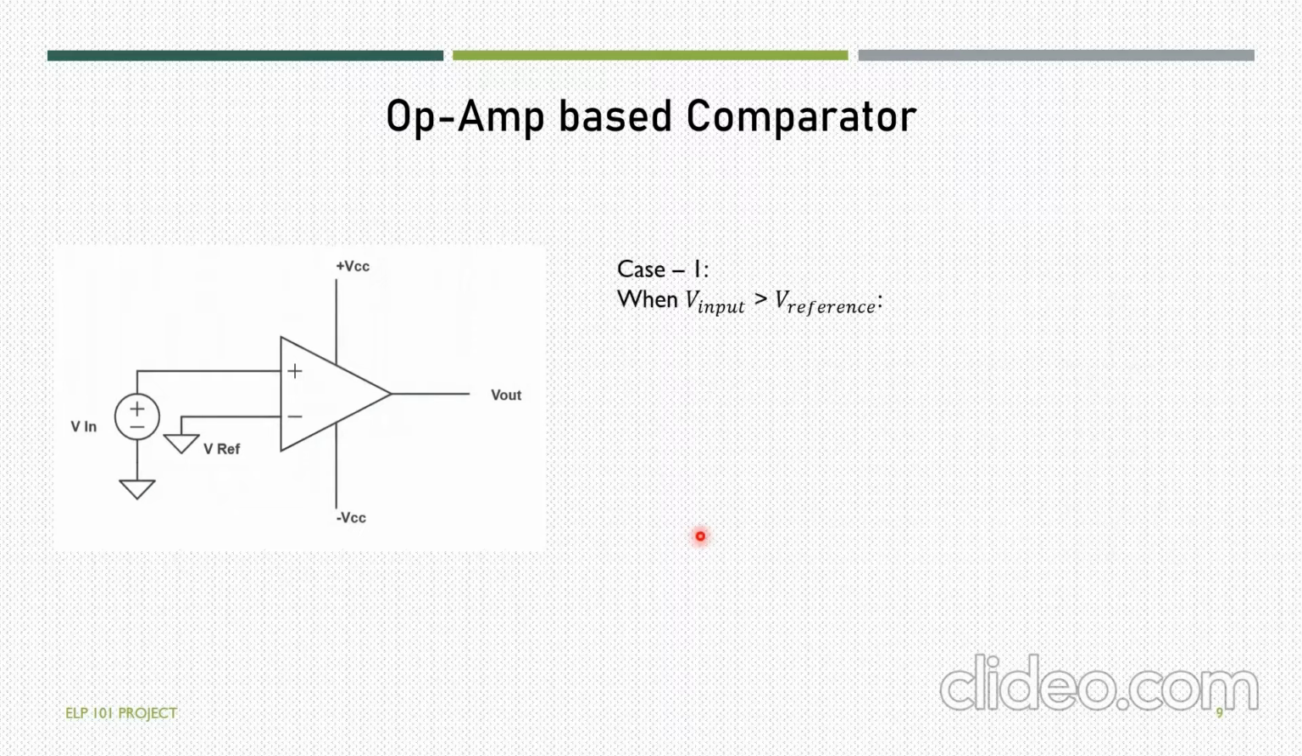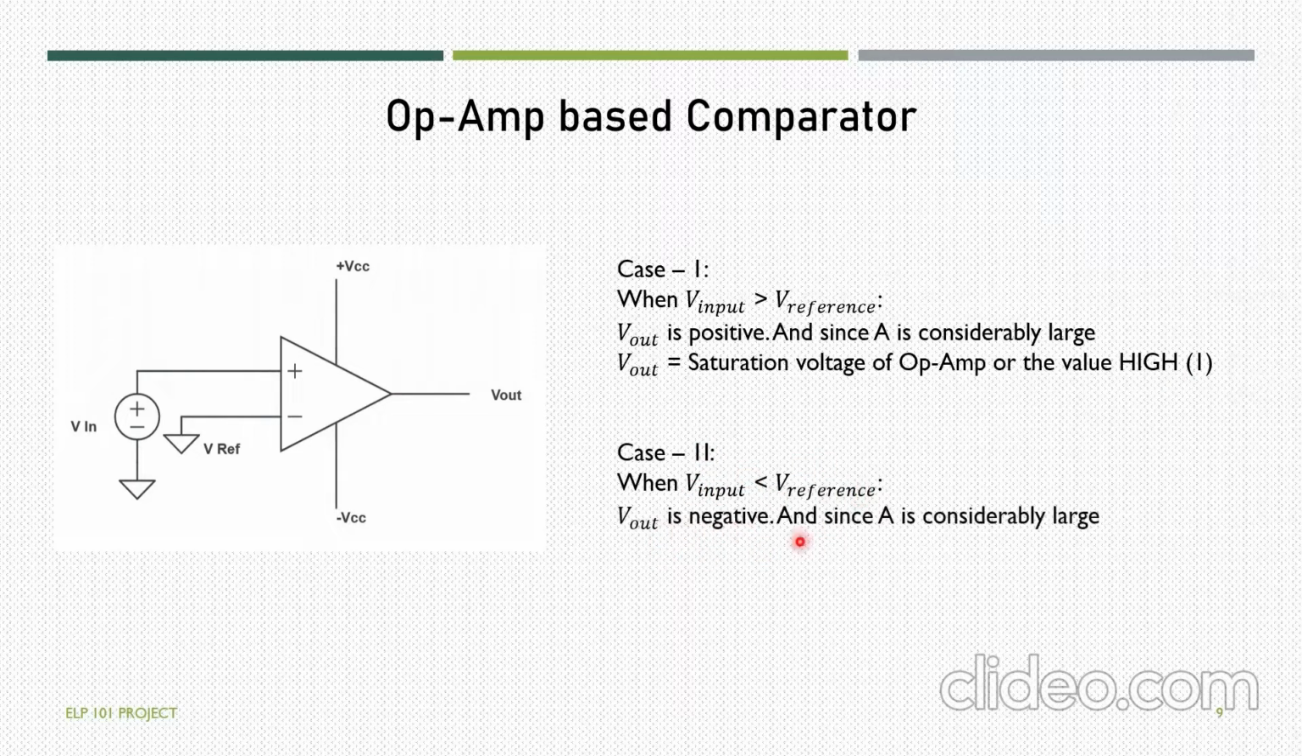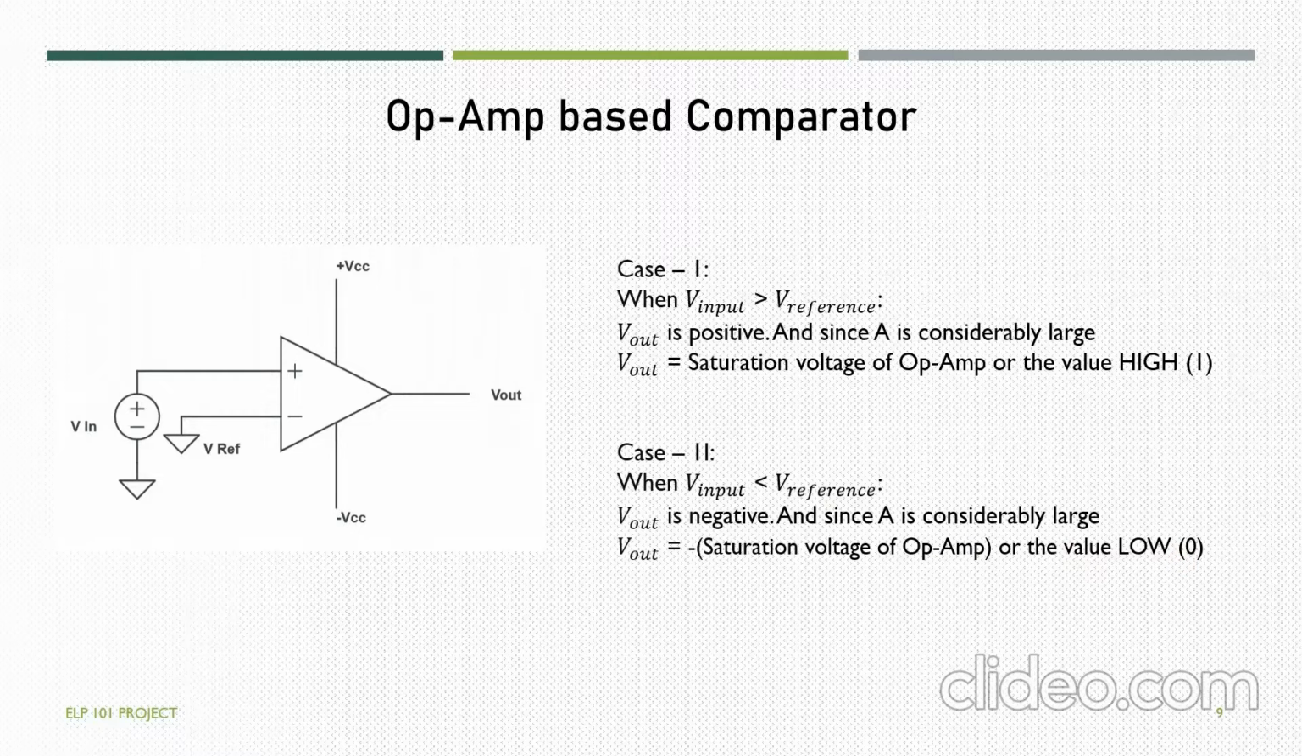Analyzing different conditions here: when the input voltage is greater than the reference voltage, V out is positive, and since A is considerably large, after some time the output voltage would reach the saturation voltage of the op-amp, and thus would give the value high, or represented by Boolean value 1. In case 2, when the input voltage is less than the reference voltage, the output voltage is negative, and since A is considerably large, V out reaches the negative of the saturation voltage of the op-amp and gives the value low, or represented by Boolean 0.